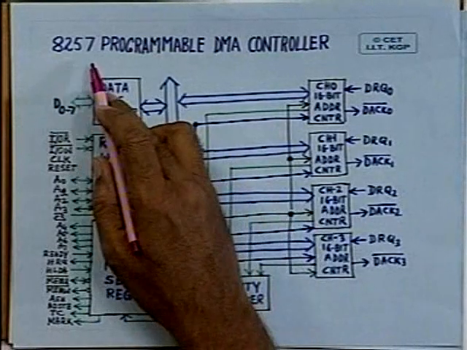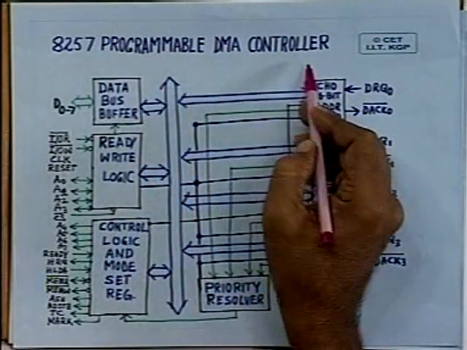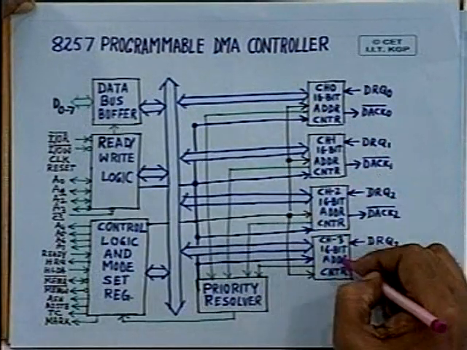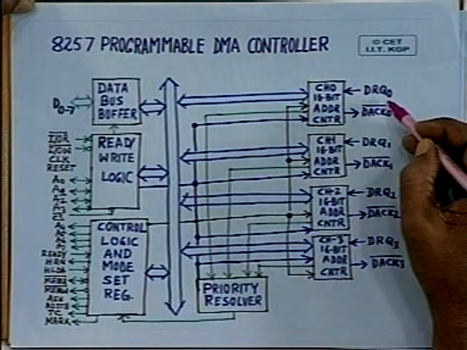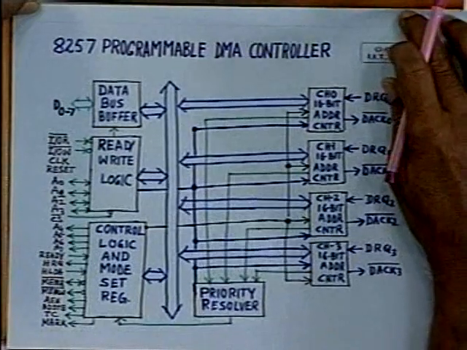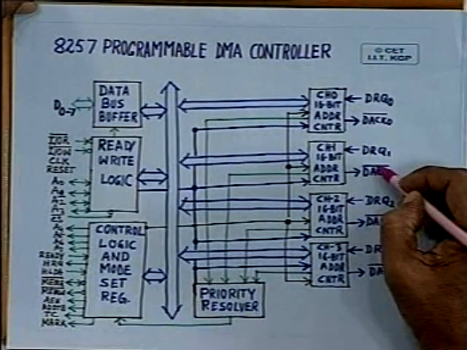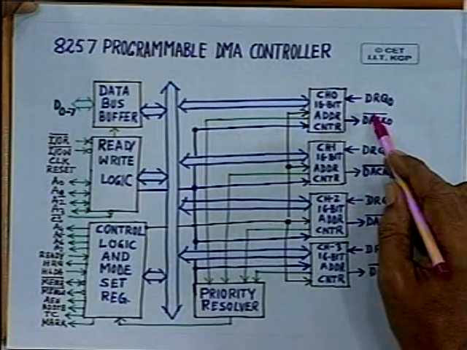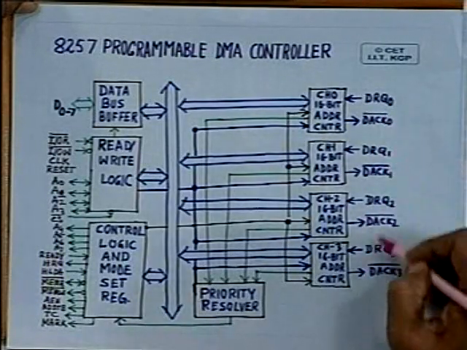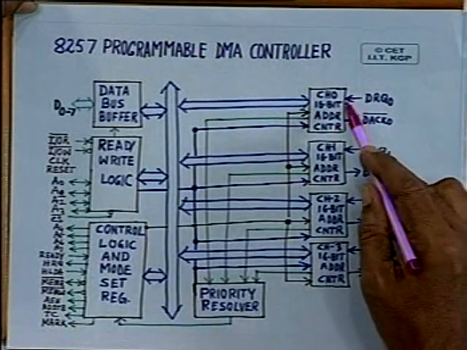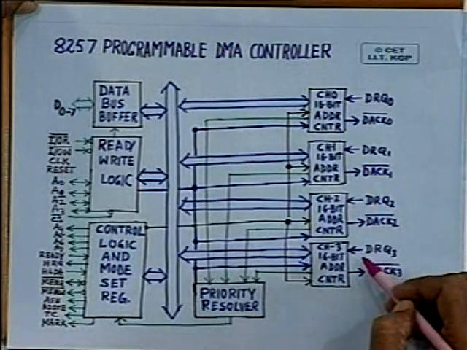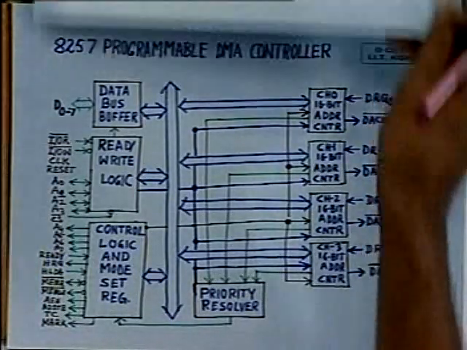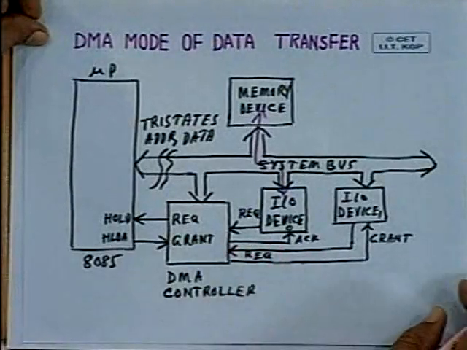This 8257 programmable DMA controller provides four channels. That means it can support DMA mode of data transfer for four input output devices. So, this is for channel 0, channel 1, channel 2 and channel 3, and these are going to the IO devices. As I explained, those lines are going to the IO devices.